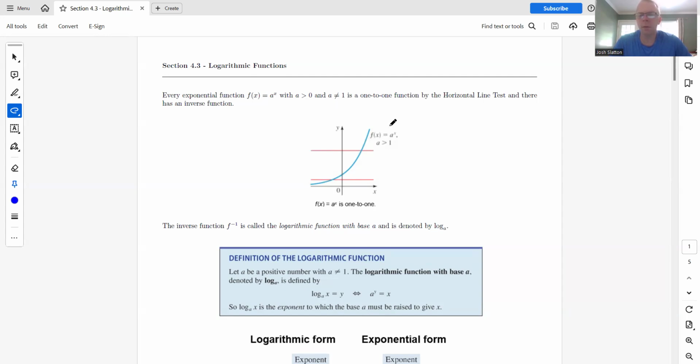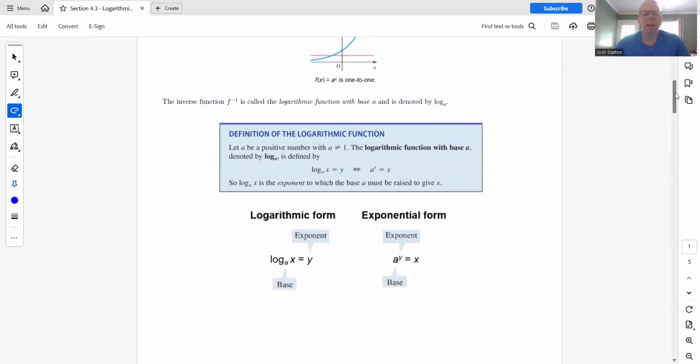With the exponential function, we have the base a. The logarithmic function that would be the inverse of this one will also have base a, and it's denoted by log with the subscript a. So if a is any positive number not equal to 1, the logarithmic function with base a is defined as y equals log base a of x, and it's the inverse of a to the y equals x. This is a very important relationship that you want to make sure you understand.